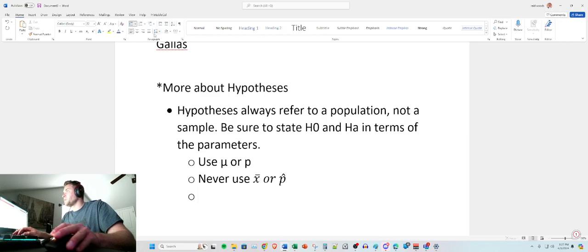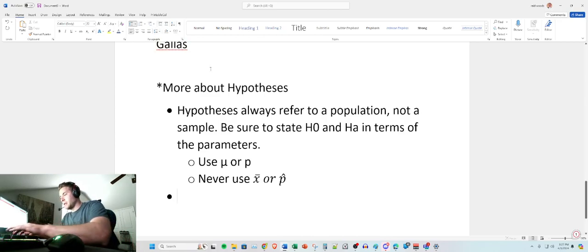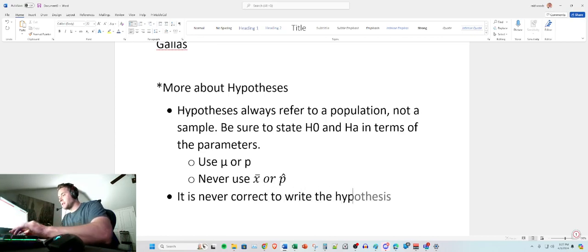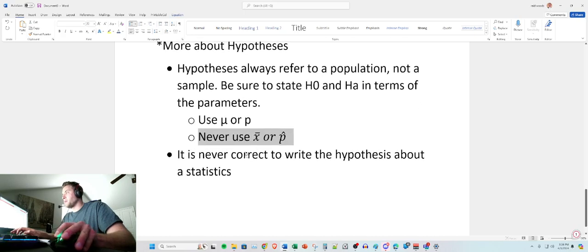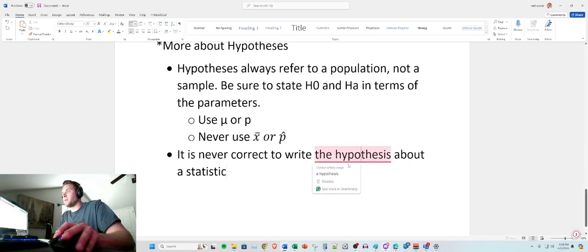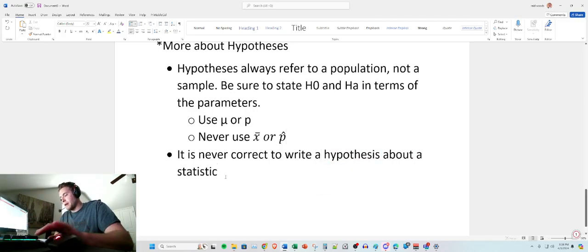Okay, so let's move to the next thing. It is never correct to write the hypothesis about a statistic. That's what this is about. So really I could have put this down here. Whatever, it's already there: about a statistic. So there we go, we have that.